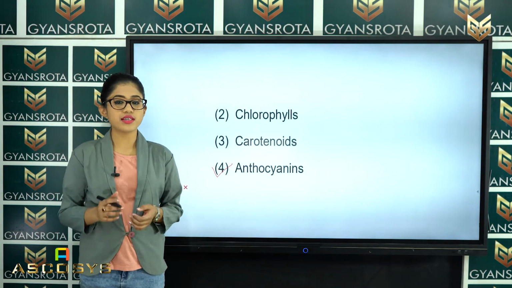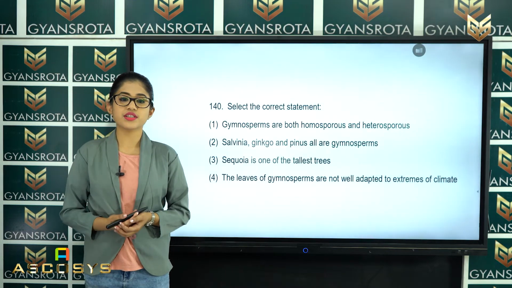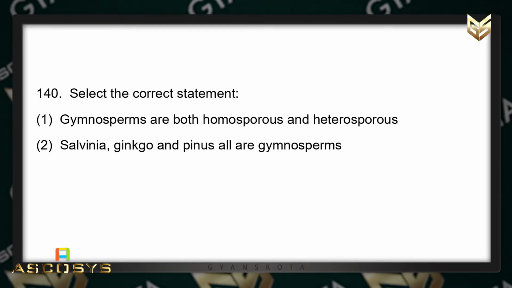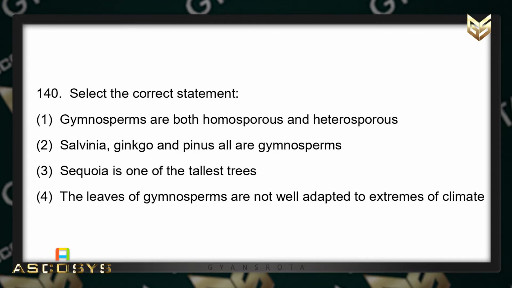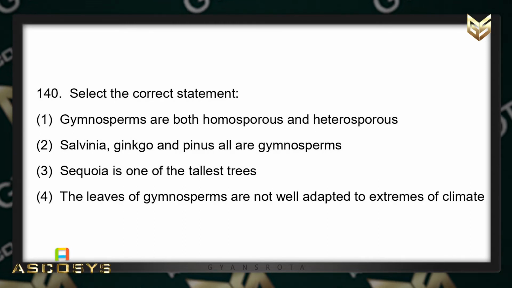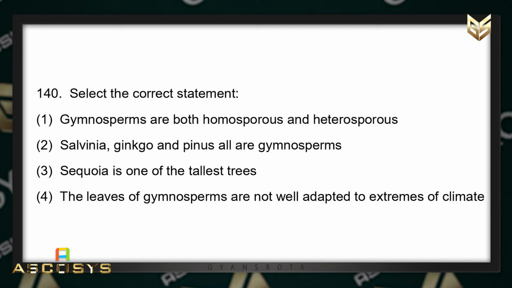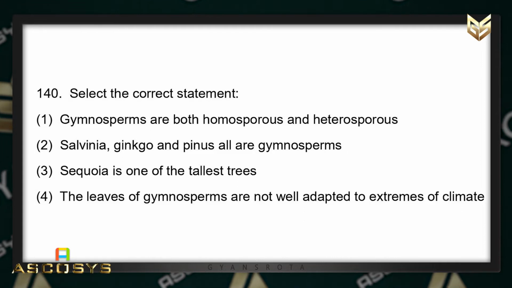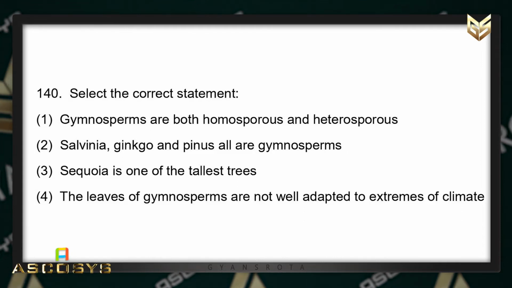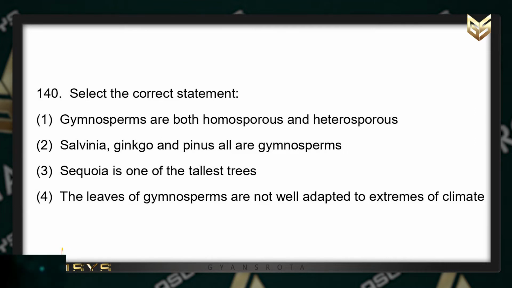Now let us move on to the next question. Now the next question is select the correct statement. This is the 140 questions and the options are given and you have to choose the correct one. So option number 1 is gymnosperm are both homosporous and heterosporous. Well, this is not the correct answer. Then let us see the next statement that states that Salvinia, Ginkgo and Pinus all are gymnosperm. That is also not correct because Salvinia is not a gymnosperm, it is a pteridophyte.